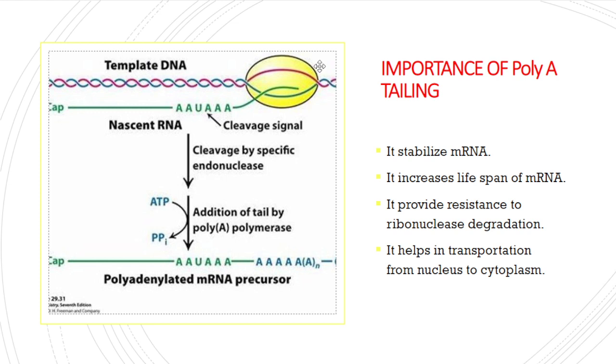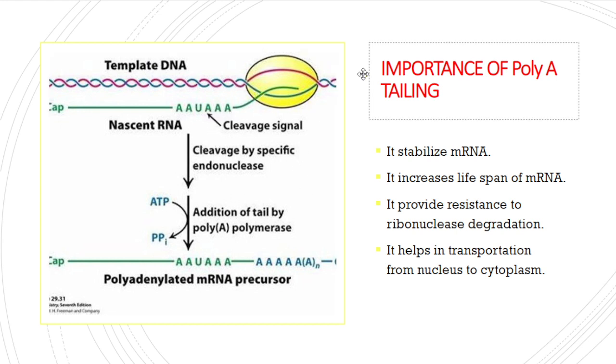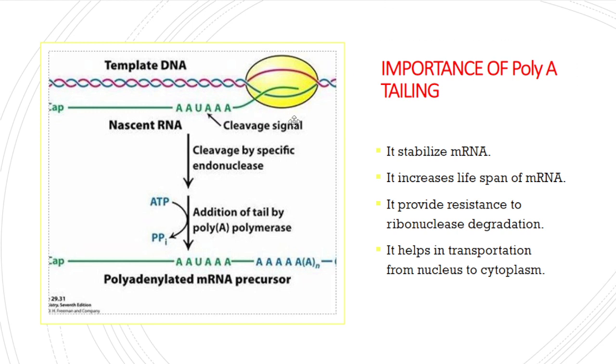Before the addition of a poly A tail, an endonuclease removes a few nucleotides from the 3' end of the transcript. The cleavage site has the tail recognition sequence, that is AAUAA, and a GU rich site. In this image, you can see the cleavage recognition sequence. This cleavage site has the AAUAA recognition sequence and the GU rich site, and it is recognized by a polyadenylation complex.